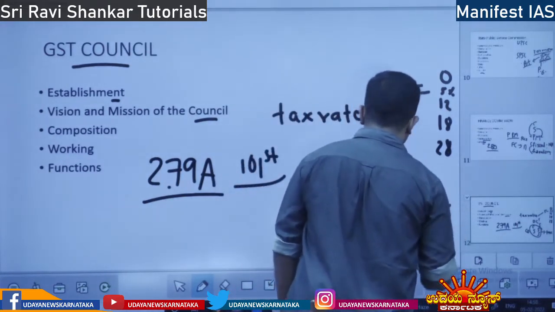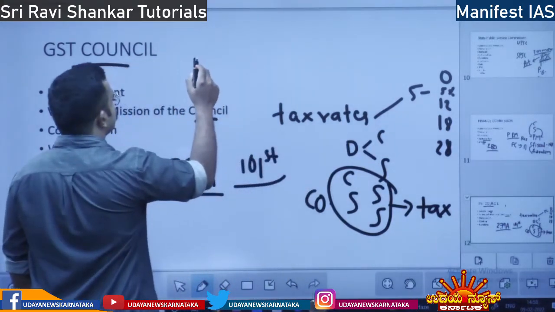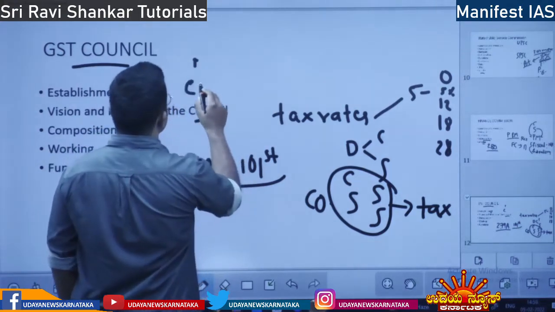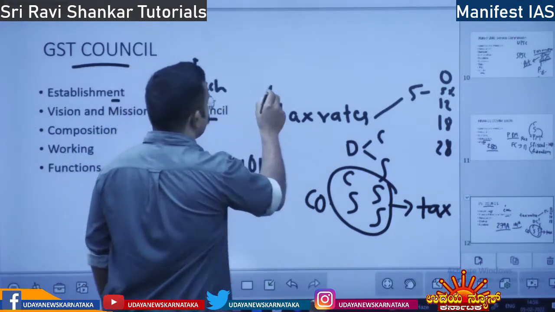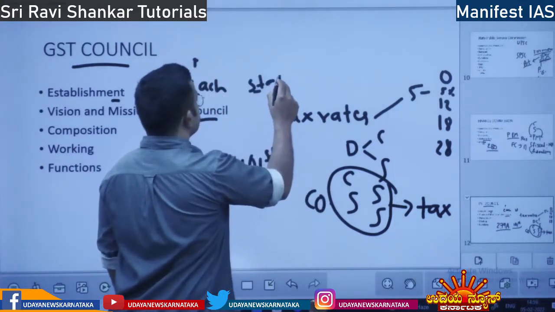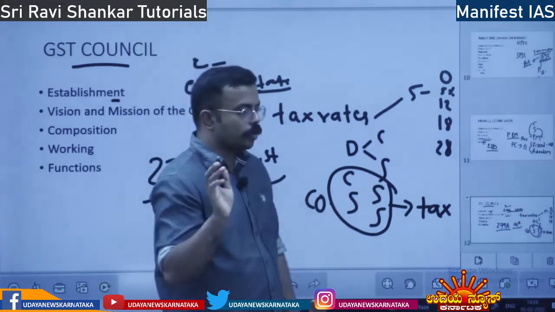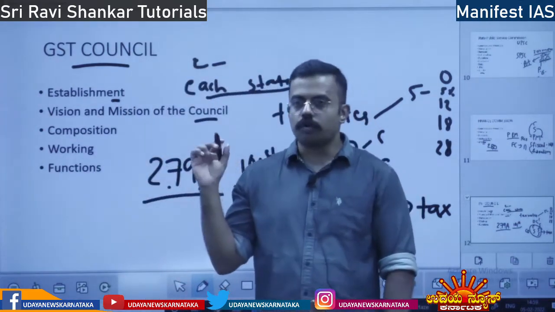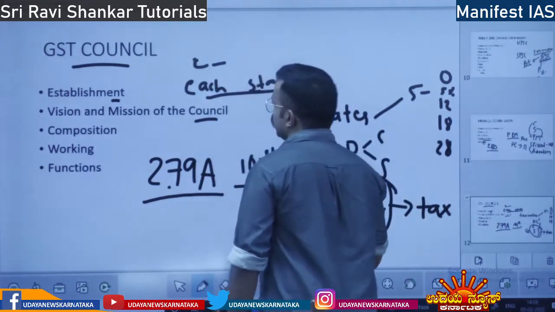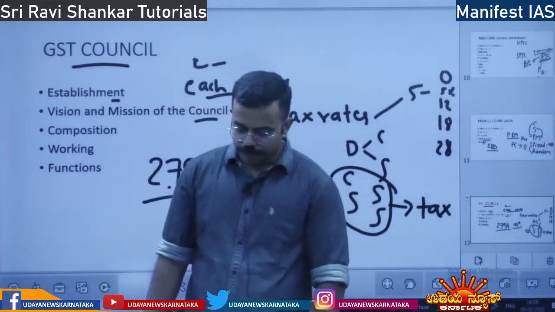In the matter, so earlier what used to happen? The center used to have one taxation system, and each state had their own taxation system, right? There was no cooperation among the states, or between the center and states. So the GST Council envisages cooperative federalism.